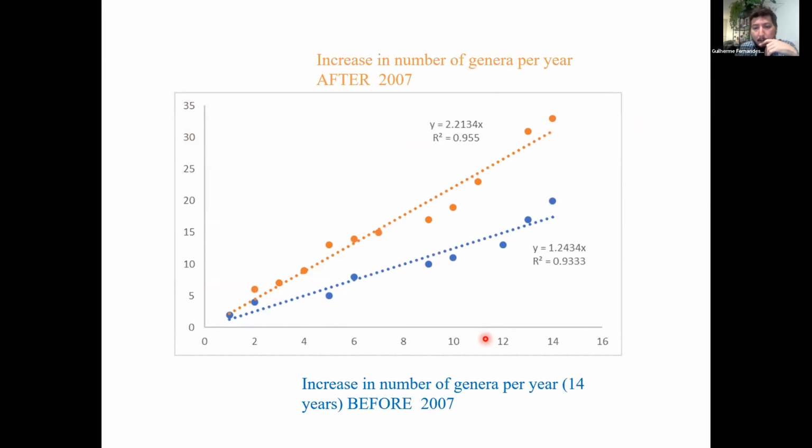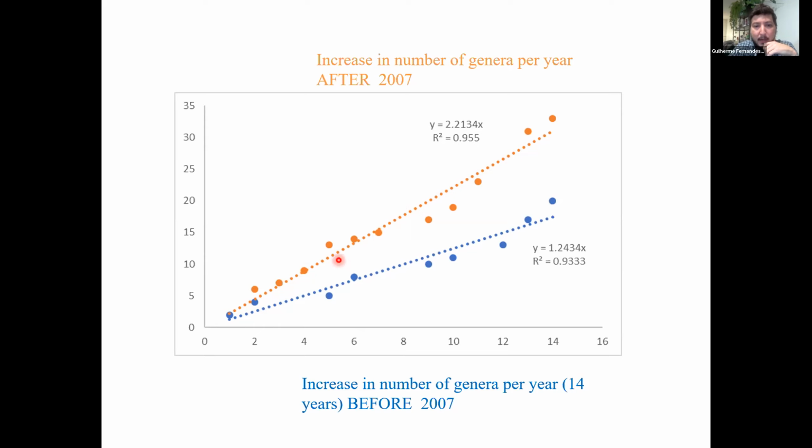And this is just a quick look at the increasing number of species in the 14 years before the publication of the book here in blue, and the 14 years after the publication of the book in orange here.